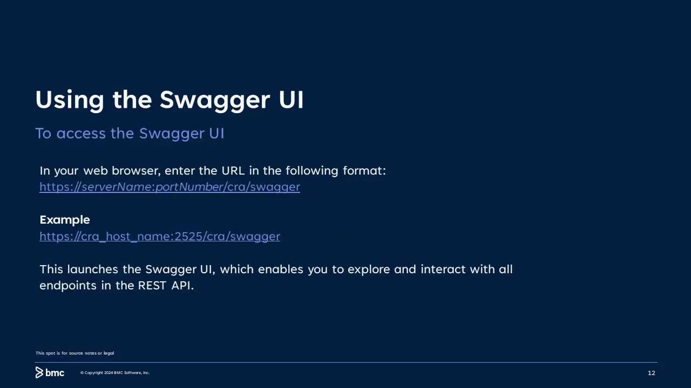To access the Swagger UI, in your web browser, enter the URL in the following format: https://servername:port/CRA/swagger. For example, this would be https:// the name of your CRA host, the name that you have your BMC products on, the port number you've specified for those products, CRA/swagger. This launches the Swagger UI, which enables you to explore and interact with all endpoints in the REST API.